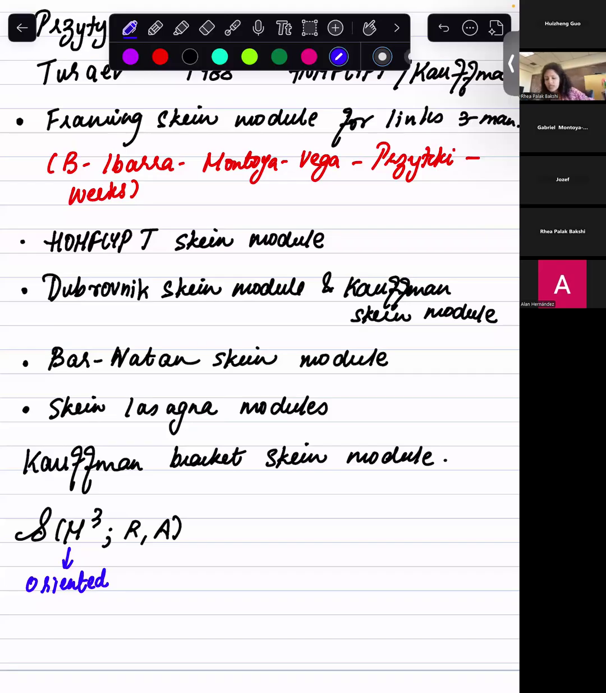So we will work with oriented three manifolds, but what the orientation is, what choice of orientation we use, that will not come up in this talk.